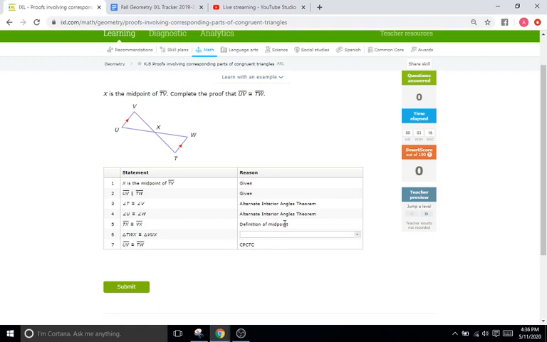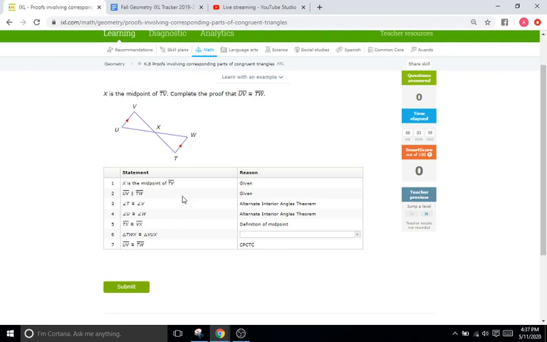Okay, so just like all the other IXLs dealing with proofs, they're giving us information and a diagram. So it says X is the midpoint of TV, so okay. That means this length and this length are going to be congruent, right? Splitting it in half. Complete the proof that UV is congruent with TW. Okay, so they already say that we're going to know that UV and TW are the same because of CPCTC, meaning the statement before is probably going to be one of the main congruence theorems.